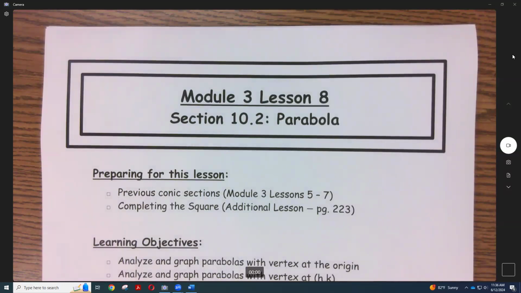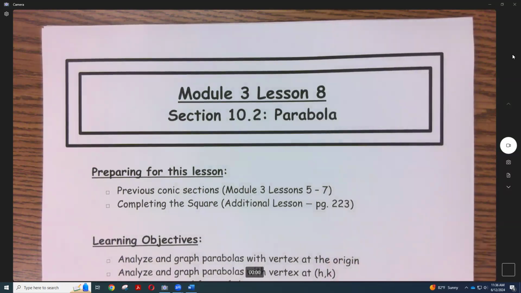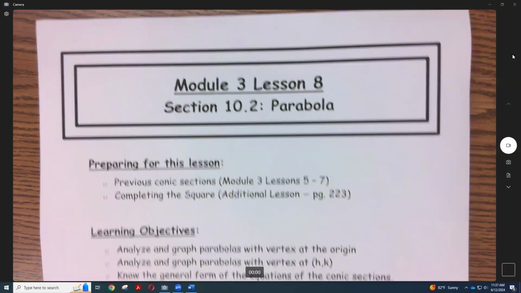To prepare for this lesson, you need to be familiar with your previous conic sections. We're going to start in a little bit by comparing parabola formulas to our other three conics. And then we still need to know how to complete the square. So you need to go back to page 223 or whatever page is listed there and watch that additional lesson if you haven't already. But seeing as this is our fourth conic section, hopefully you have at least picked up on how to complete the square, or you have taken the time to watch that lesson.